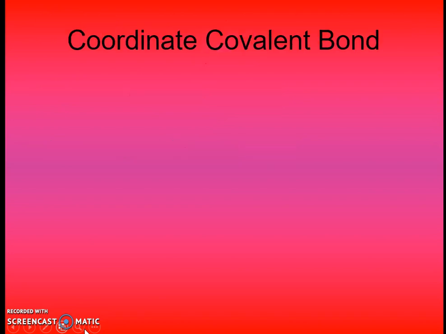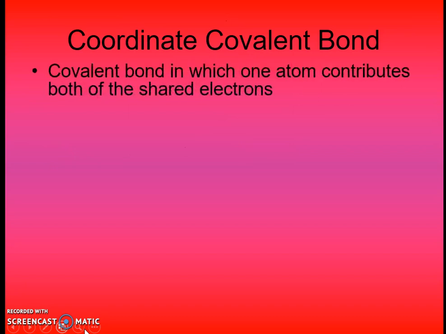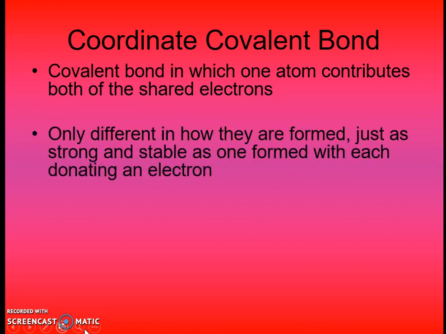Sometimes molecules are formed with what's called a coordinate covalent bond. When a coordinate covalent bond forms, one atom within that molecule shares both of the electrons that go to make a bond together. Though once they are formed, they are exactly the same, they are not any different, just in the way in which they come together. They are just as strong. They require just as much energy to break apart.